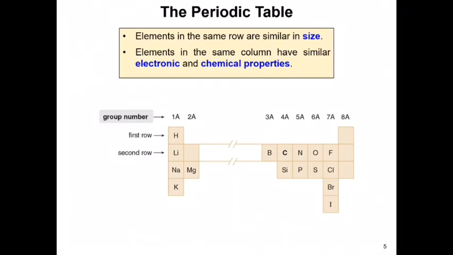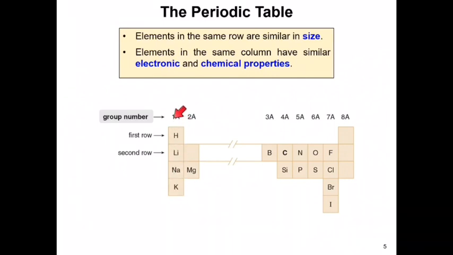They are also arranged in rows and columns, also known as groups. Elements in the same row have about the same atomic radius, and elements in the same column have very similar electronic and chemical properties. So for example, when you look at group 1A elements, these are the alkali metals, they all have very similar properties.